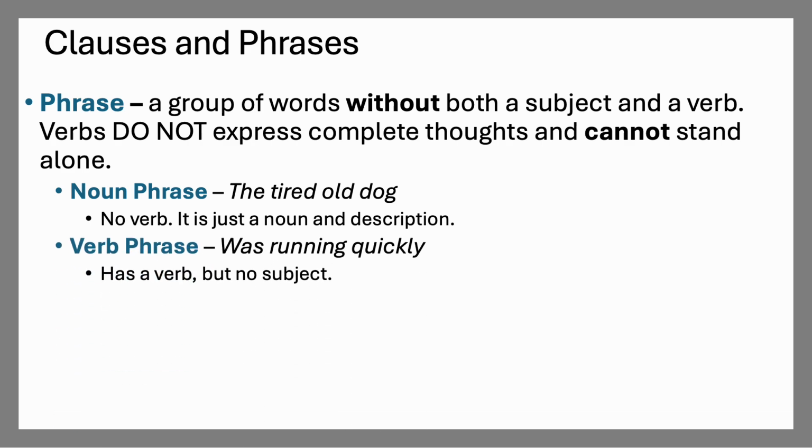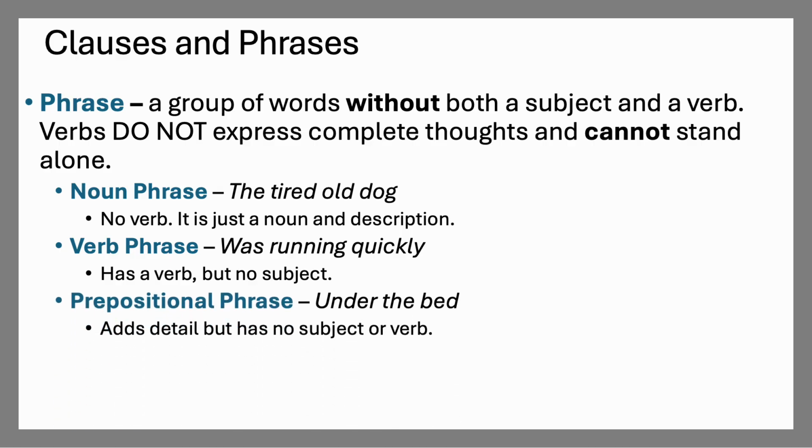Verb phrase, was running quickly. It has a verb, but there's no subject there. So who was running quickly? I can put those two together. The tired old dog was running quickly. I have my noun, I have my verb, but separate as two individual sentences, they cannot stand alone. So just be careful when you're looking at those, because you can really perceive them as sentences sometimes. A prepositional phrase, under the bed, adds detail but has no subject or verb.